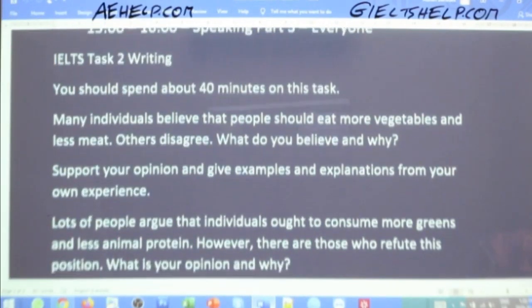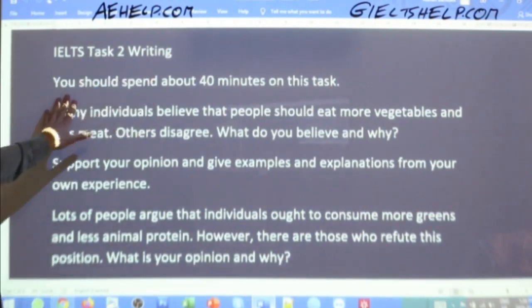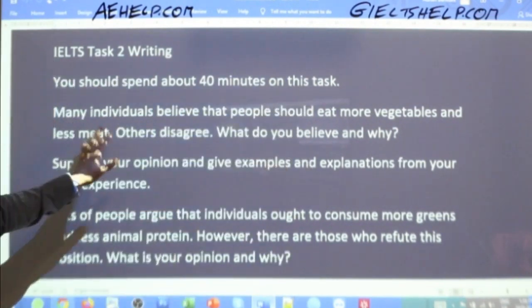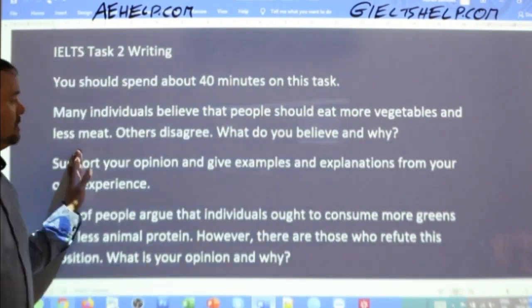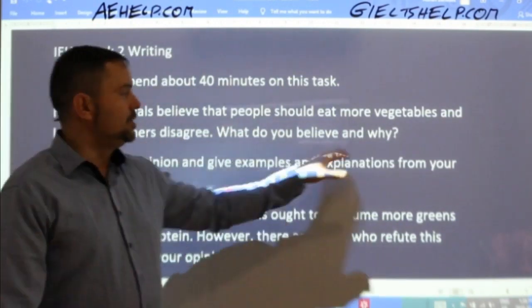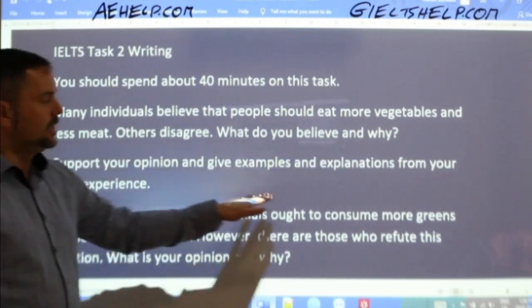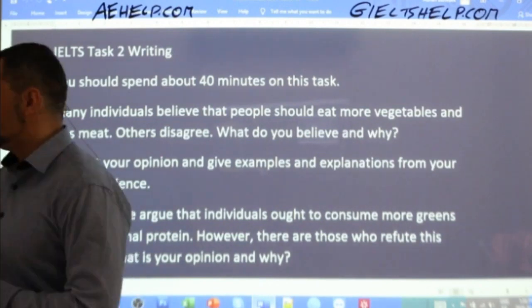All right, so here was the question, IELTS task 2 writing. You should spend about 40 minutes on this task. Many individuals believe that people should eat more vegetables and less meat. Others disagree. What do you believe and why? Support your opinion and give examples and explanations from your own experience.